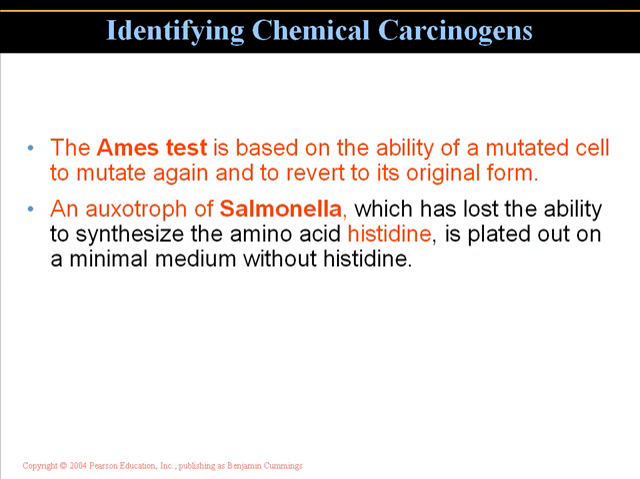So another study, referred to as the Ames test, is based on the ability of a mutated cell to mutate again and to revert to its original form. You do need to know that definition. The organism that's used in this model is Salmonella, which has lost the ability to synthesize the amino acid histidine. It's plated out on a minimal medium without histidine.